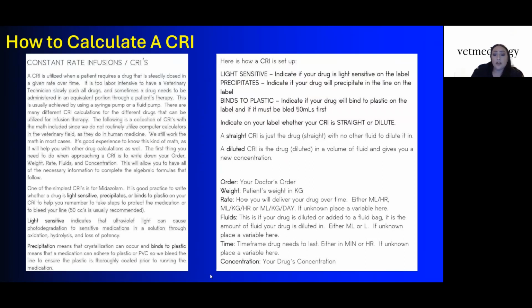Fluids: this is if your drug is diluted or added to a fluid bag. It is the amount of fluid your drug is diluted in, either mils or liters. If unknown, place a variable here. Time is the time frame the drug needs to last, either in minutes or hours. If unknown, place a variable here. Concentration is your drug's concentration.